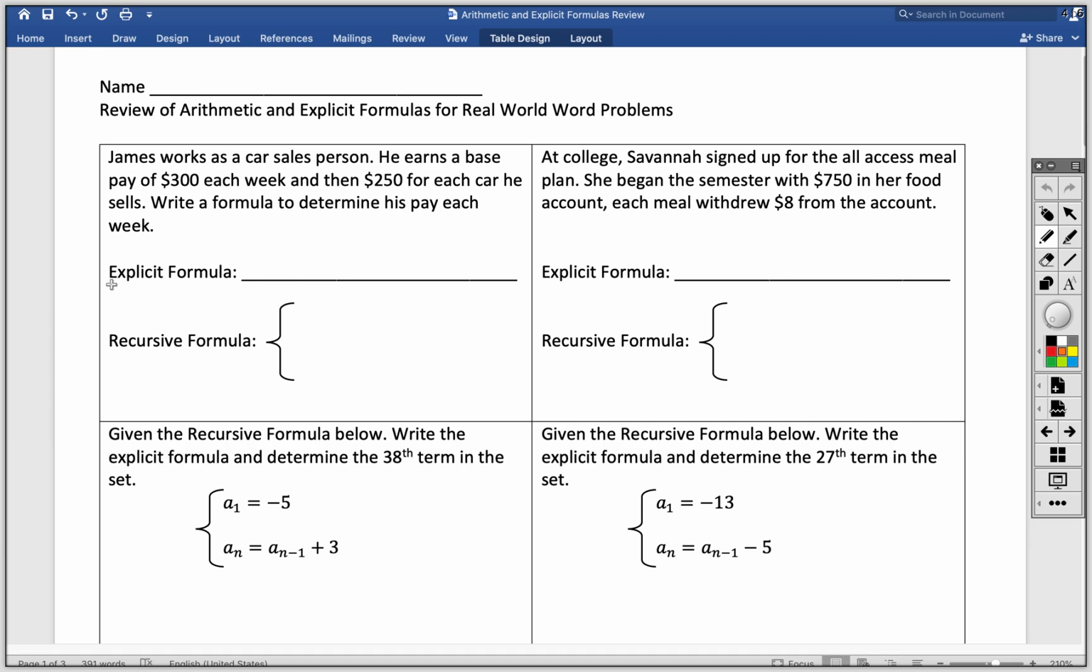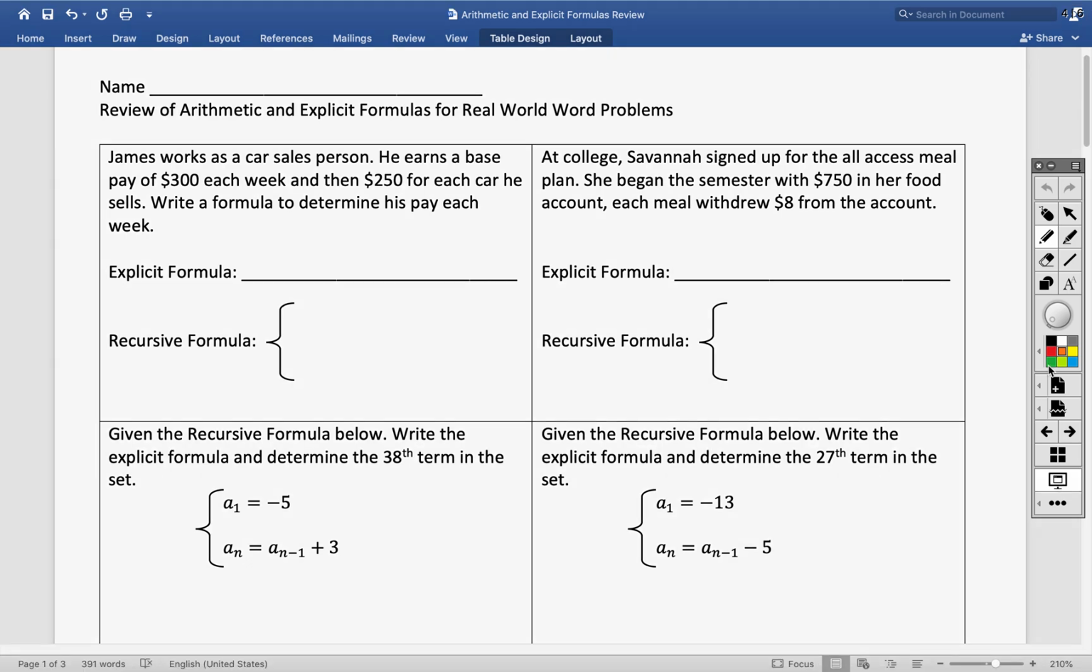The first one. So when it says an explicit formula, that just means that you're going to be writing it in the format of y equals mx plus b. That's it. So we can read this and simply translate it into a formula. So he earns a base pay of $300 each week. And it says write a formula to determine his pay each week. So we don't need to put a variable with the 300 because that's for 1 week.